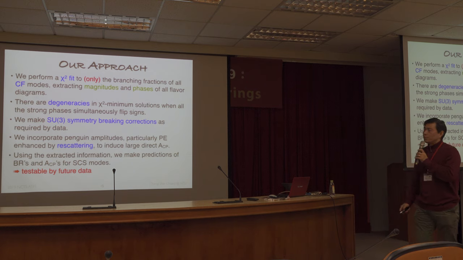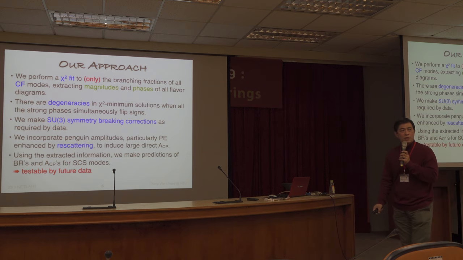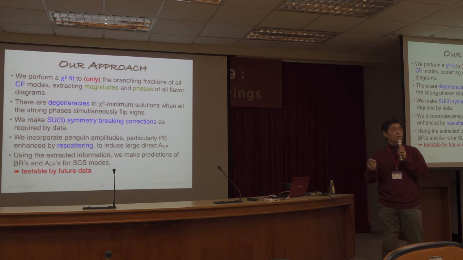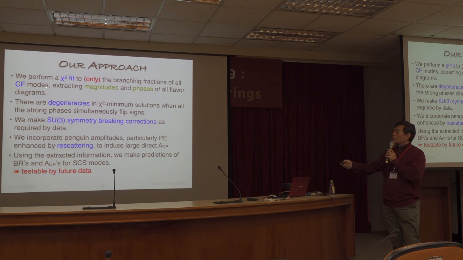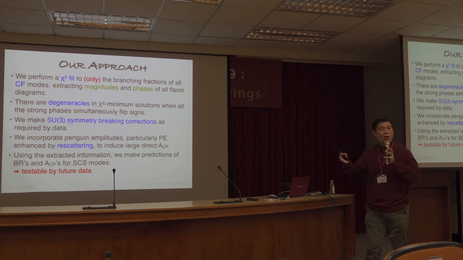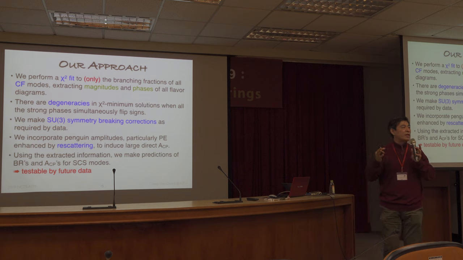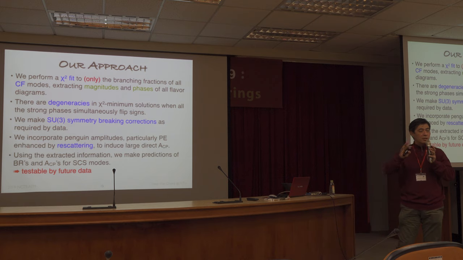So what we do is we perform a chi-square fit to all the decay branching ratios, and all decay branching ratios only. We don't fit to the CP asymmetry. So from there, we can extract the decay strengths, the magnitude of the amplitude, and also the strong phase of the amplitude. And since we only fit to the decay branching ratios, there could be a degeneracy in the strong phase. Namely, if you flip the strong phases of all the amplitudes simultaneously, you still get the same decay branching ratio. So there is this ambiguity.